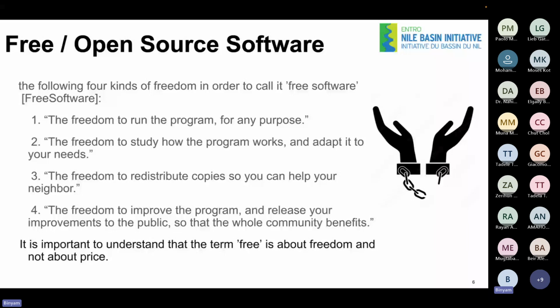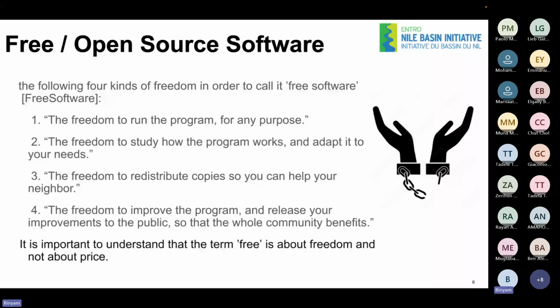That means you can get it free of charge in terms of money. But it has 4 pointers. The following 4 kinds of freedom are needed in order to call it free software. So it's not only related to money. It is related to the freedom to run the program for any purpose. So you can not only get it free of charge, but you have the chance to run the program for any purpose. Second, the freedom to study how the program works.